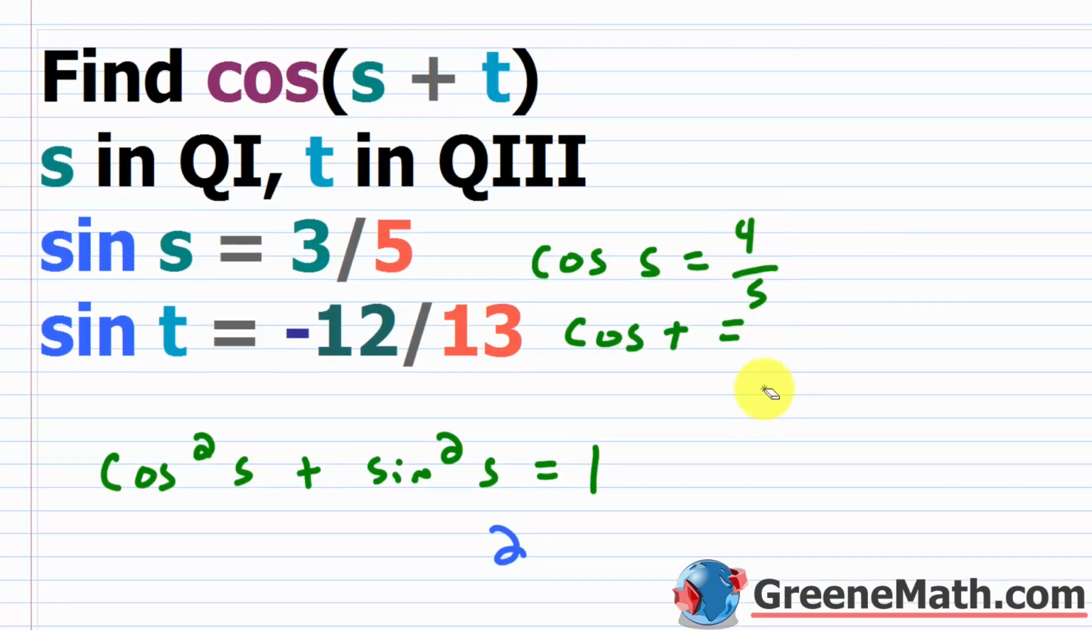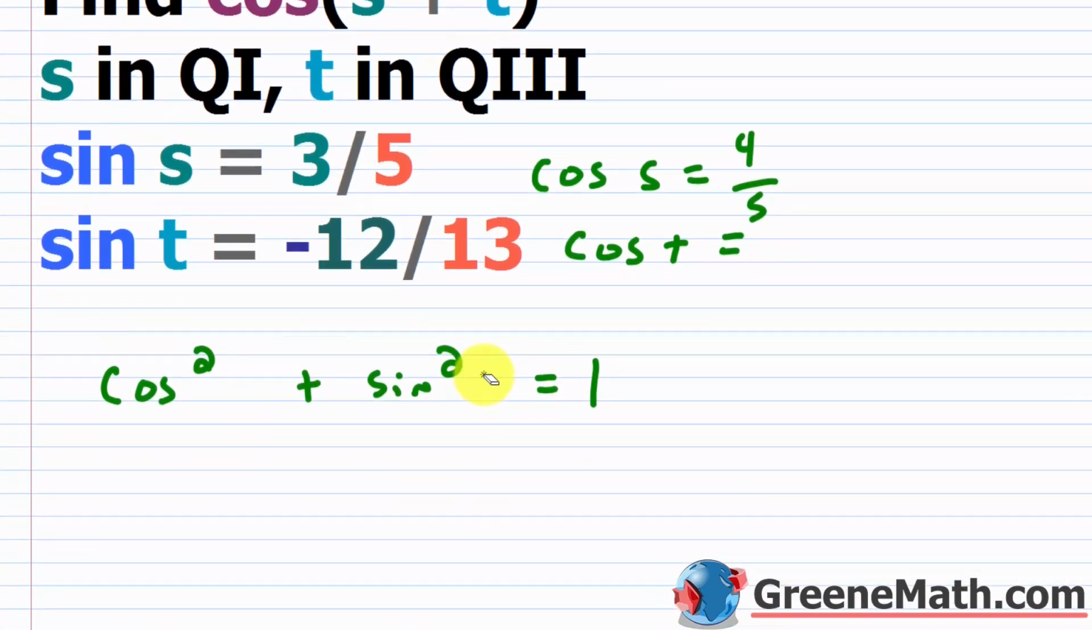Okay, what about the cosine of t? Well, let's figure that out using the same process. Let's just change up this formula, and I'm going to put t here and t here. It's the same thing.